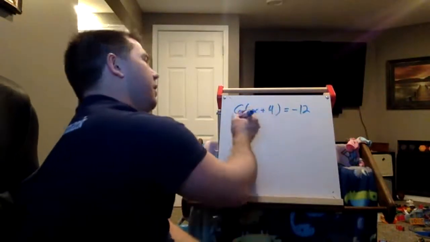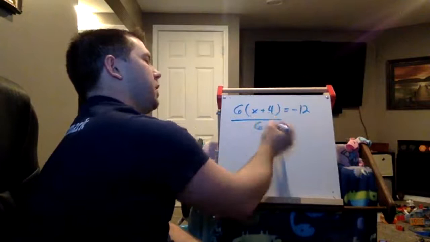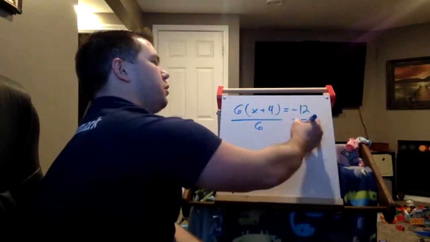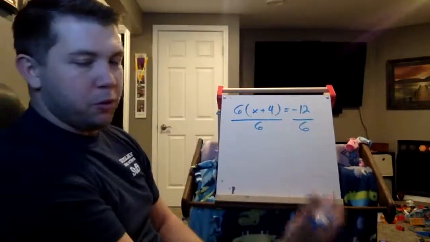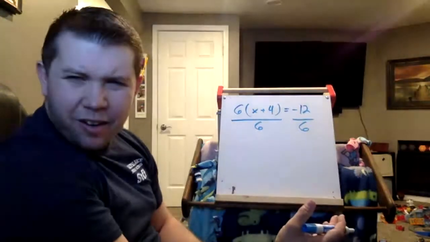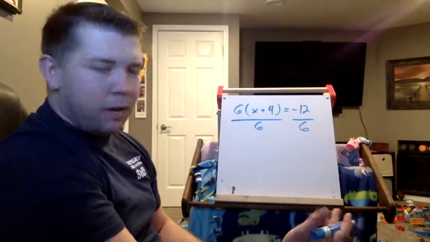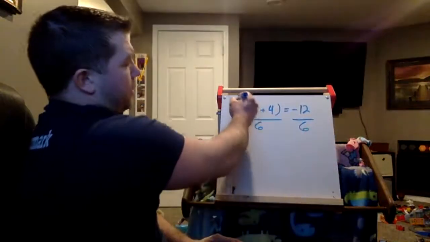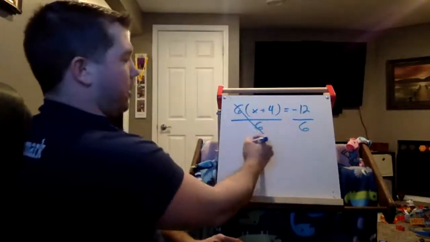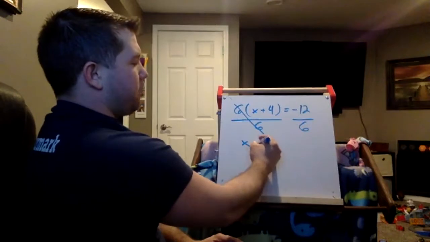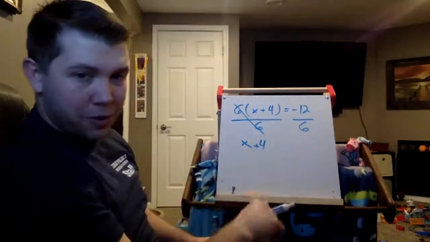So I'm going to divide by 6 on this side, and I'm going to divide by 6 over here. And the reason I'm doing this, again, is that once I divide, they cancel out. So now what's nice is this is gone. The 6 is gone, and all I have left is x plus 4. And that's way easier to deal with.